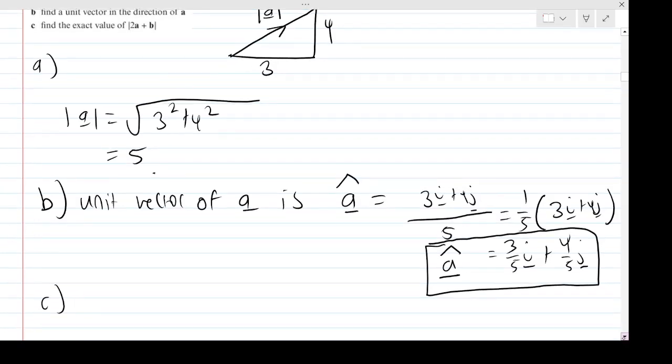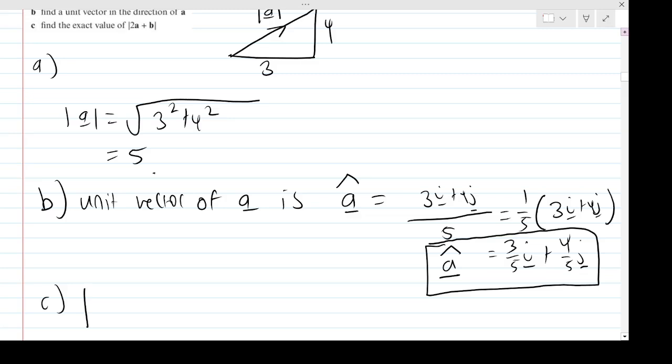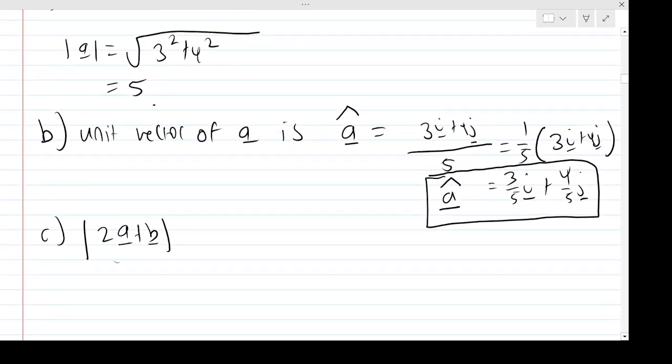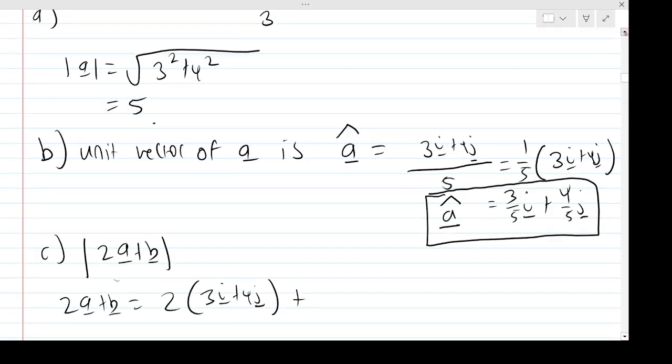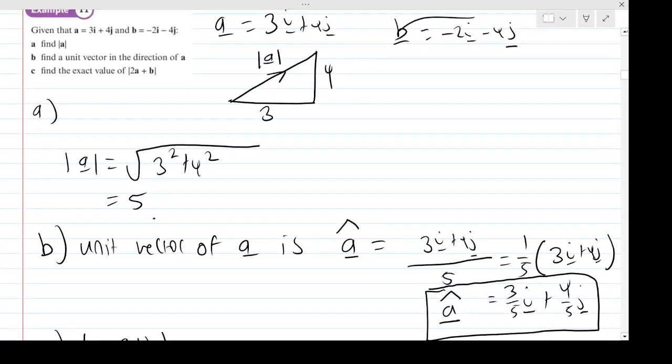Okay, part C, we need to find now the exact value of the double line of 2a add b. So 2 lots of vector A add vector B. Well, firstly, let's actually compute this vector 2a add b. So it's going to be 2 lots of vector A, which is 3i add 4j, and then adding on the vector B, which is up here, minus 2i minus 4j.